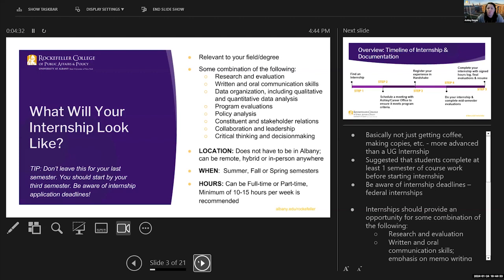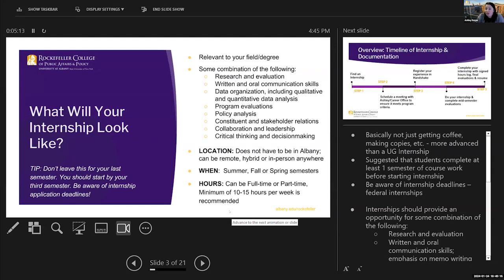Okay, the location of your internship does not have to be in Albany. We understand that we have several courses offered remotely. We have students who are based in Albany, of course, but we have students who are not based in Albany. We have students based in New York City and DC and different areas of the country. So we understand that some students will not always be available in the Albany area. It can be in Albany, of course, but it does not have to be. It can be remote, hybrid, or in person elsewhere too. So that's important to note. Using certain resources in search engines to expand your search to where you need it is important.